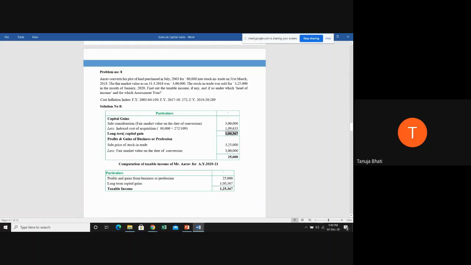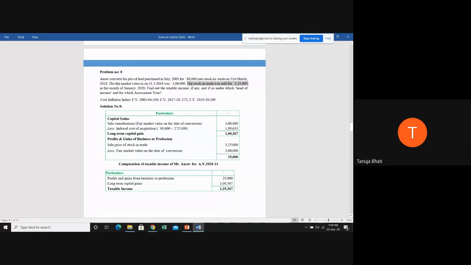1,03,367. Now let us see profits and gains from business or profession. We know that there is a simple formula to calculate profits and gains from business or profession when there is a conversion of capital asset into stock in trade. That is actual sales price of the stock in trade less fair market value as on the date of conversion. So what is the sales price of stock in trade?